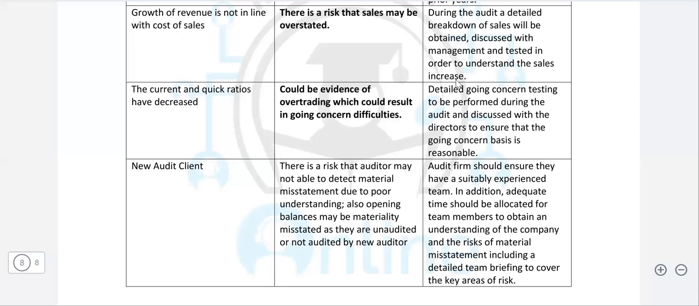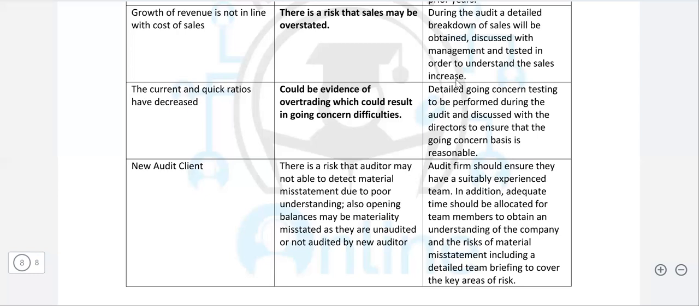For example, they say the vendor reconciliation is not performed. Now, what is vendor reconciliation? Vendor or supplier reconciliation is when you reconcile your ledger with the supplier's ledger so that the same balances are being recorded. So if they are not reconciling it, then that means there may be understatement of the liabilities.